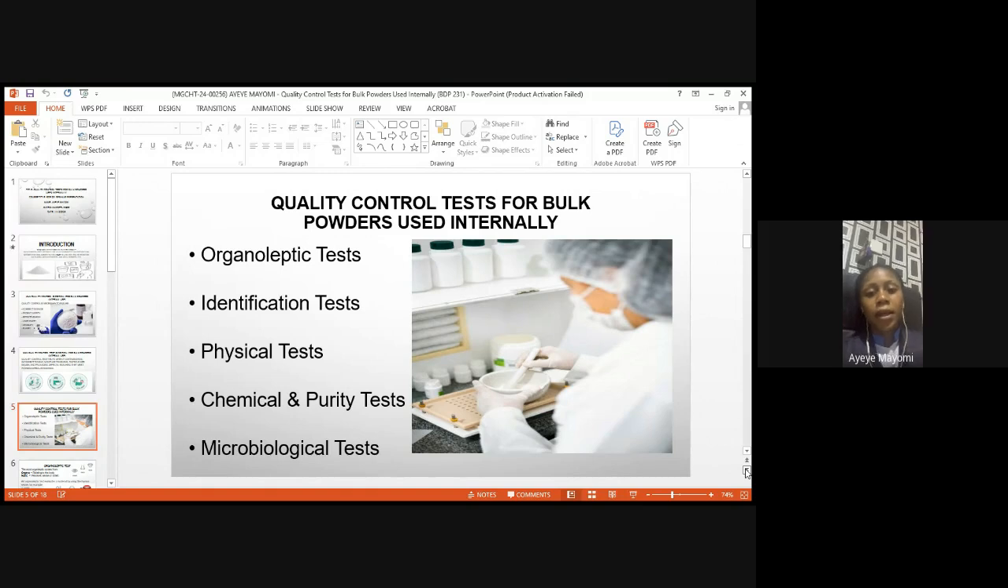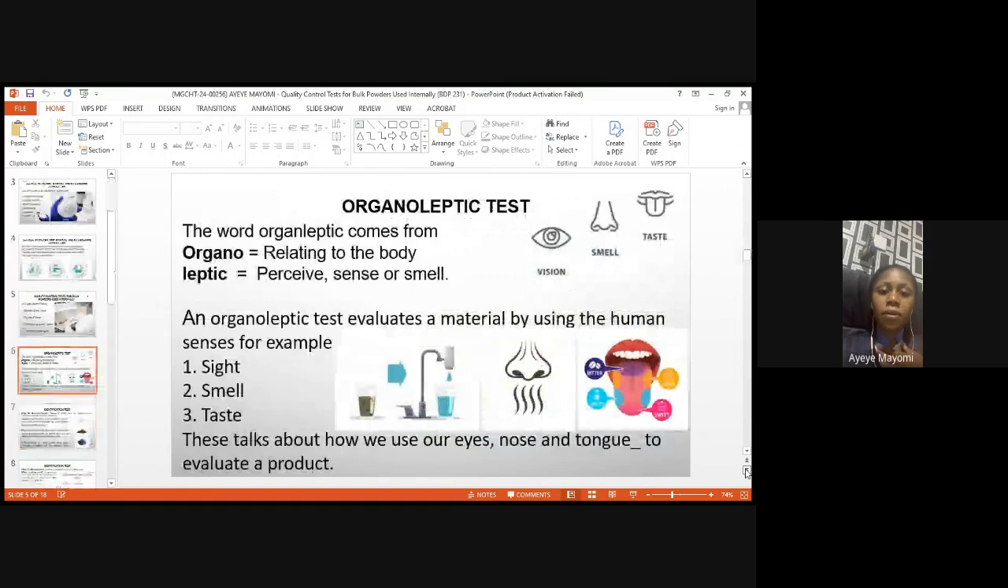We start with the first one, which is the organoleptic test. The word organoleptic is gotten from the word organo, meaning relating to the body, then leptic, meaning to perceive, sense, or smell. This test tells us about how we use our nose, our eyes, and tongues to evaluate a product. So we move on to the identification test.